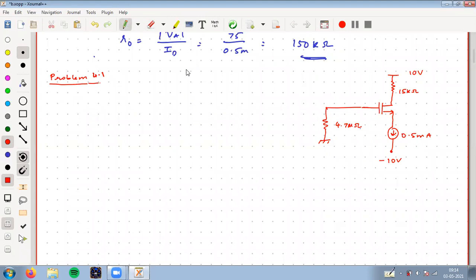So in this question, what is given is you have R signal, plus V signal in series with R signal. Yeah, and here you have RL.